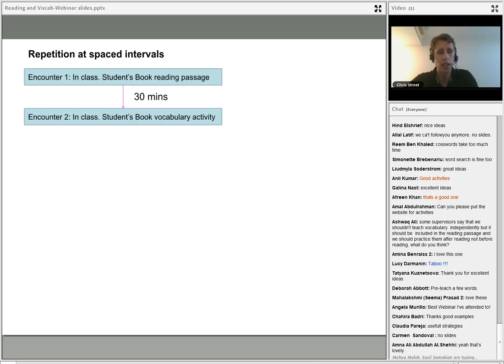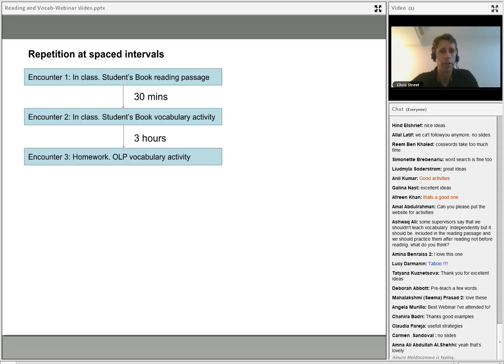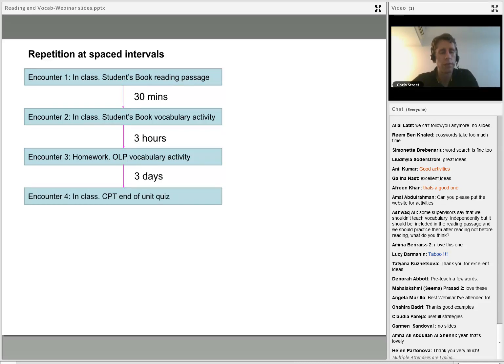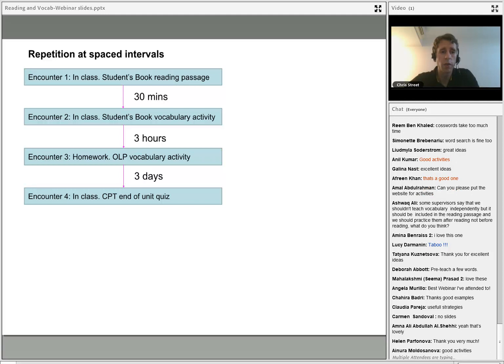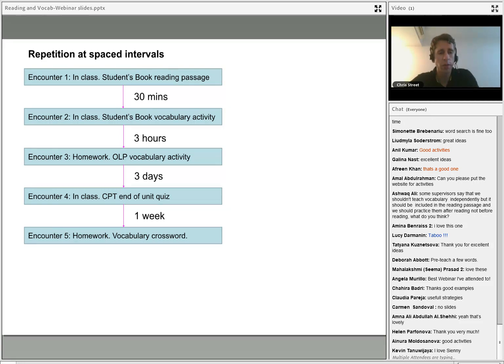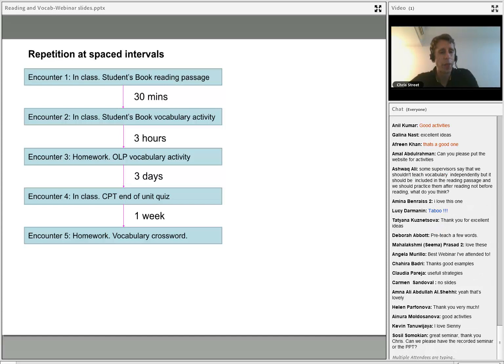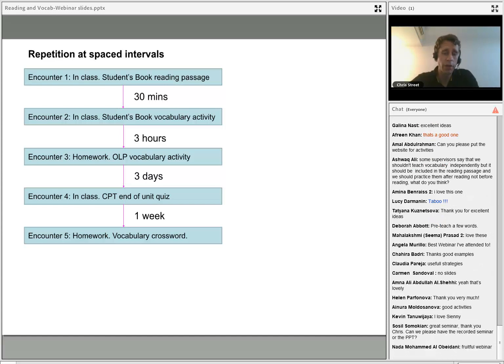Perhaps 30 minutes later, that word appears again in class, this time in the student book vocabulary activity. Maybe 3 hours later, for homework, the student does online practice and encounters that word a third time. Fourth encounter with the word could be in class 3 days later, on the classroom presentation tool end of unit quiz. Perhaps there's a fifth encounter with that word. If the teacher is very organized and they want to review the previous week's vocabulary, they might provide a vocabulary crossword.